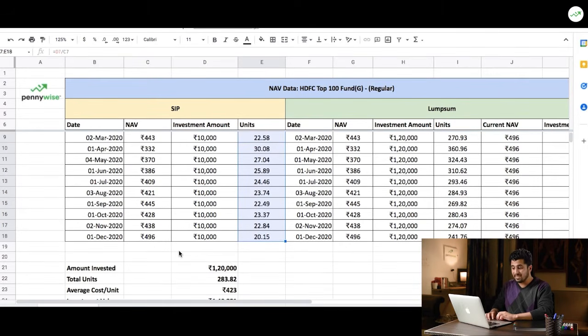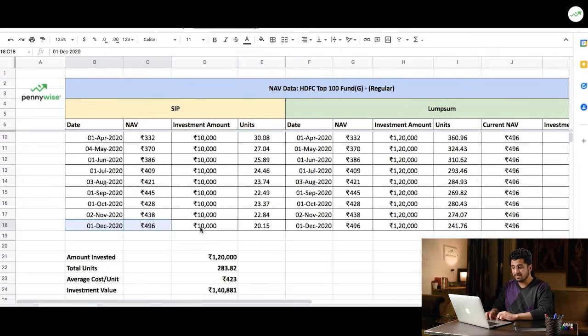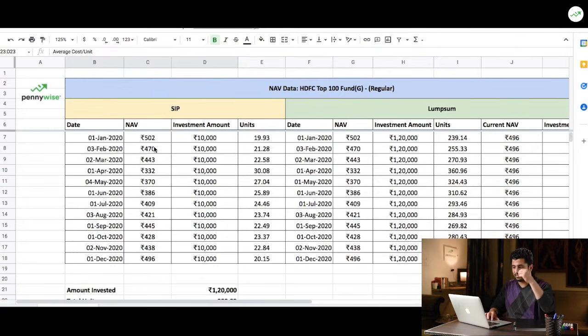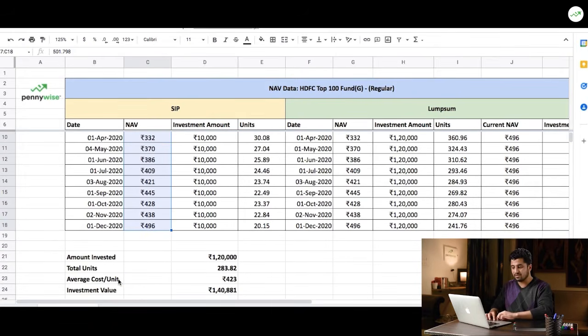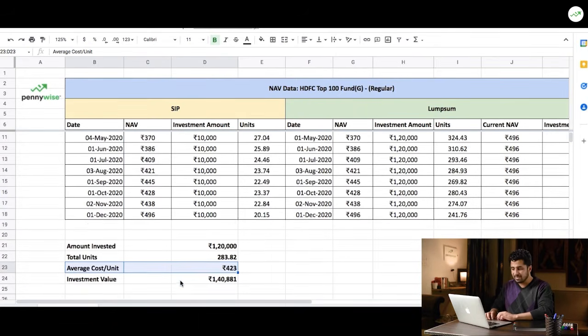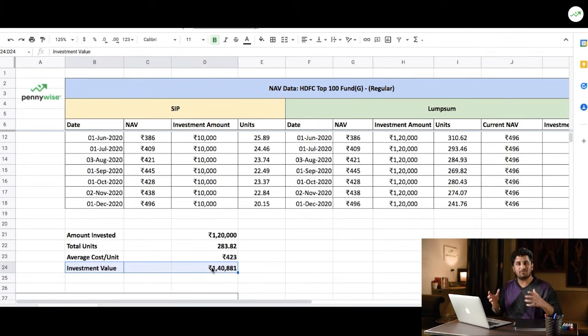And now if you see your investments as of 1st of December, you invested a total of 1,20,000. You got 283 units in total. And as per the average cost, because you got some units on every different NAV, so we take an average cost. Average cost is 423. And you made an investment value of 1,40,000, which means you made 20,000 rupees in profit, right? And this is exactly what an SIP does.